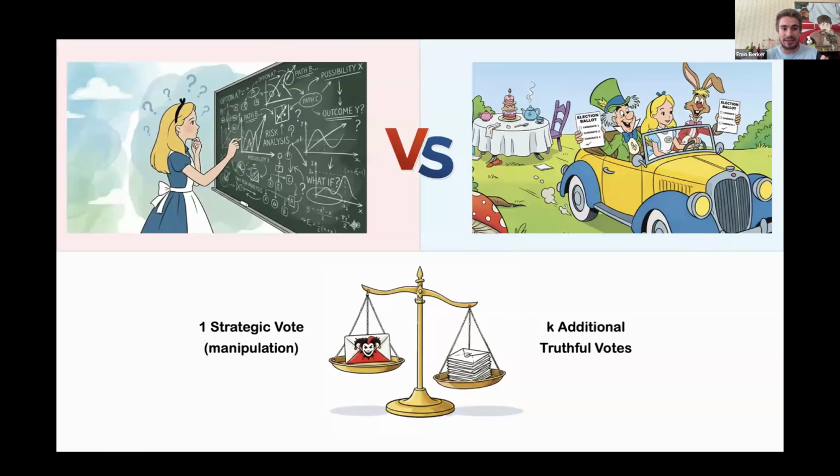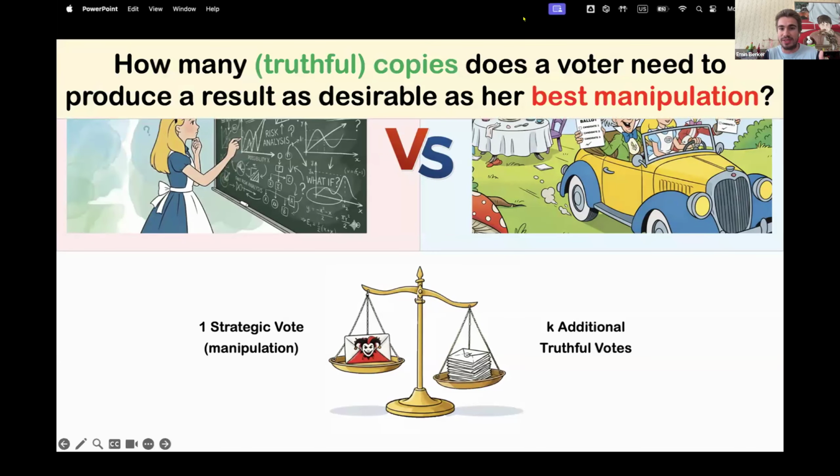Another way of saying this is how many truthful copies does a voter need in order to ensure that they produce a result as desirable as her best manipulation. So for any reasonable voting rule, for most rules at least, you would expect that if you add enough copies of yourself, then you're going to get what you want, because most of these rules favor overwhelming majorities, and that's why getting more people like you will naturally skew the election in your direction.